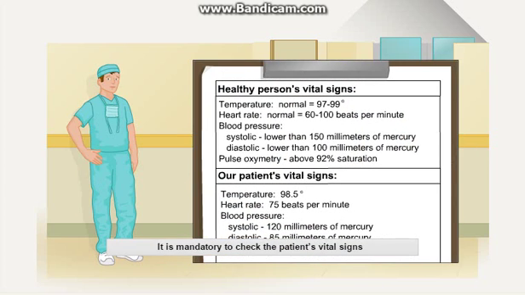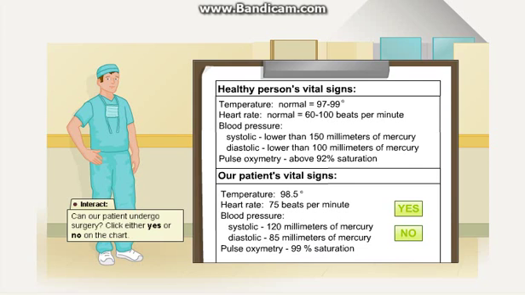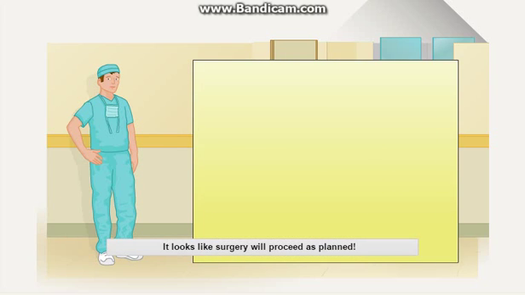It is mandatory to check the patient's vital signs before beginning surgery. An anesthesiologist in the operating room performs this step. If the patient's vital signs are not in the normal ranges, we will not proceed with the surgery. Using the healthy person's vital sign chart as a reference, can our patient undergo surgery today? It looks like surgery will proceed as planned.